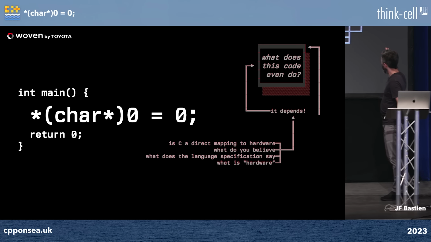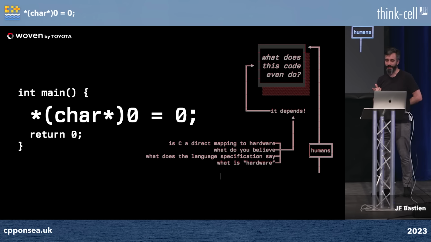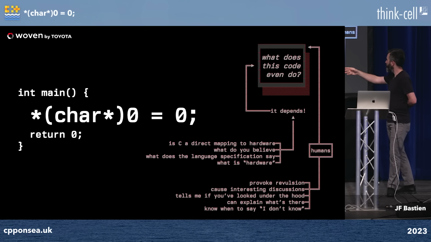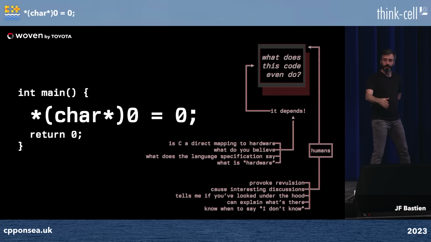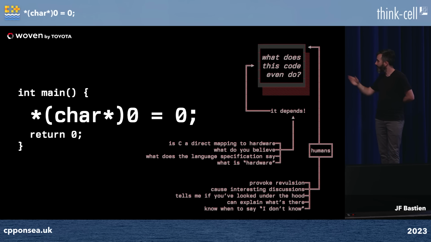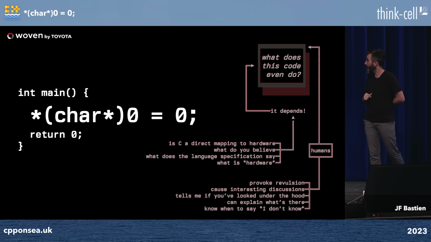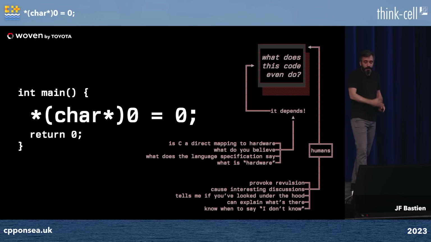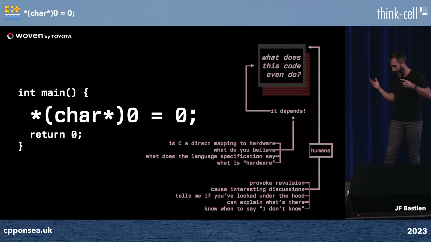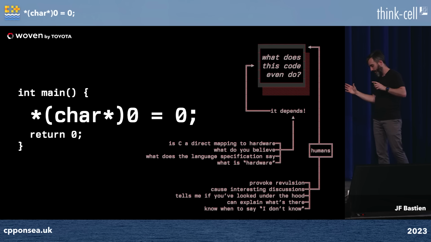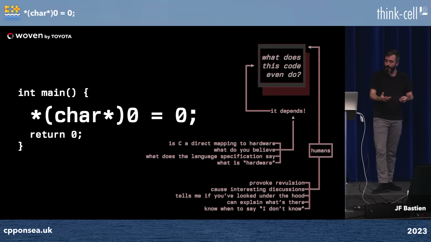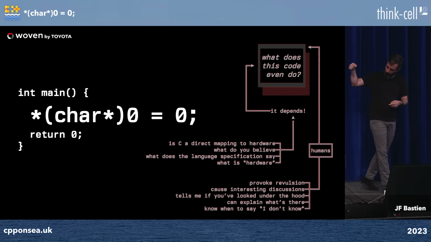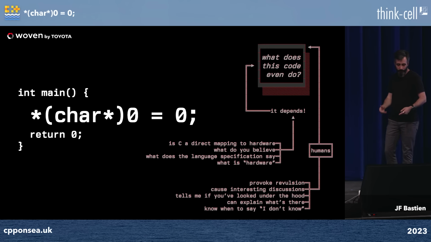But there's also another aspect to consider here, which is the human side of it. I asked you a question, what does it do? And some of you, it provoked revulsion. I know it's a bit of a one-sided discussion, but it can cause interesting discussion when you talk about this. I've had a lot of interesting discussions about this code. It tells me if you've looked under the hood. If I'm trying to hire a systems engineer, a low-level kernel person, a compiler engineer, they kind of need to look under the hood. So as an interview question, it's a nice warm-up to see, hey, pop the hood open, what's in there, close the hood.